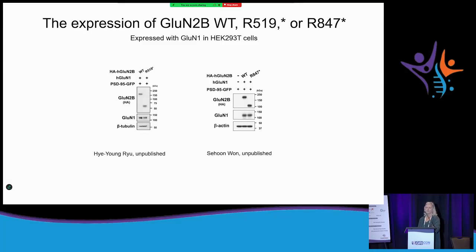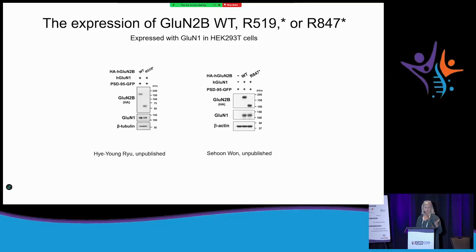So these are experiments in my lab, just Hyeyoung's here at the meeting, Sehoon's not, with the cDNA expressing these truncated proteins in heterologous cells. So this gets around mRNA decay. Nonsense-mediated decay wouldn't function in this. It's just really to look at the protein stability. And we see that the full length migrates, and you see it on a Western blot at the correct apparent molecular weight. And then you see the truncated protein here for 519, the same for 847.